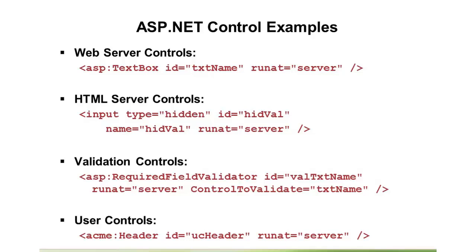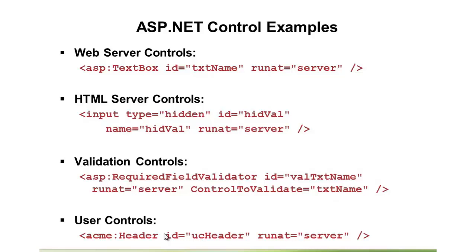The next one is validation controls. Now, a validation control really is just a web server control, but it's obviously specific to validation. So the validation control you see here is called the required field validator, does what it says. Make sure that end users have to enter some type of data, for instance, a text box. So we know it's a web server control. It has the ASP:, it has the run at server, but then it has some other properties such as control to validate. This would validate against a control called txt name, which is probably a text box.